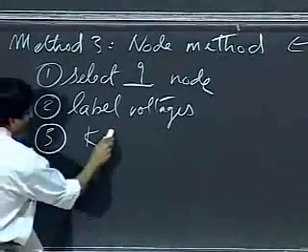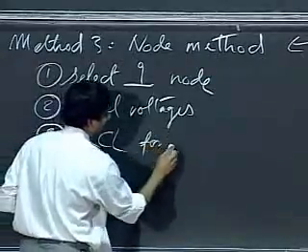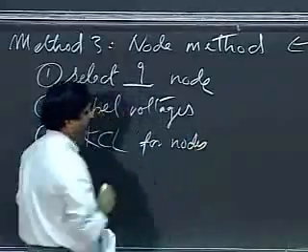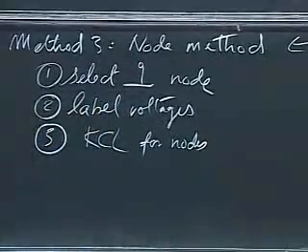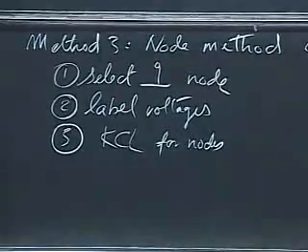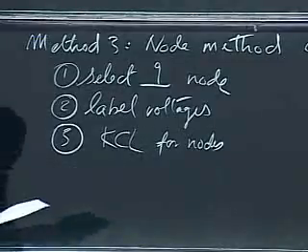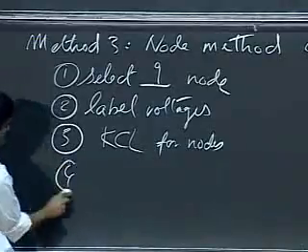Next, write KCL for each of the nodes, write KCL. Okay? Don't write KCL for the ground node. Remember, if you have n nodes, the node equations will give you n minus 1 independent equations. So write KCL for the nodes, but don't do so for the ground node.